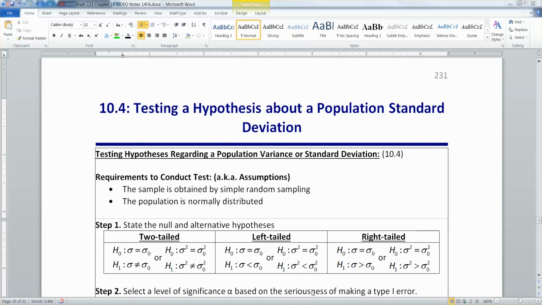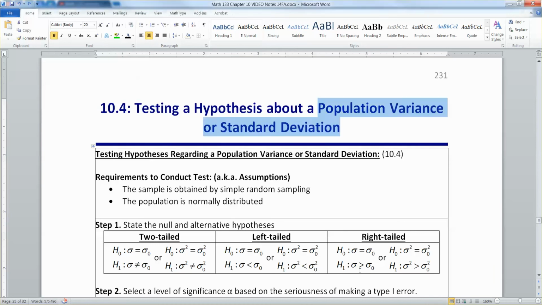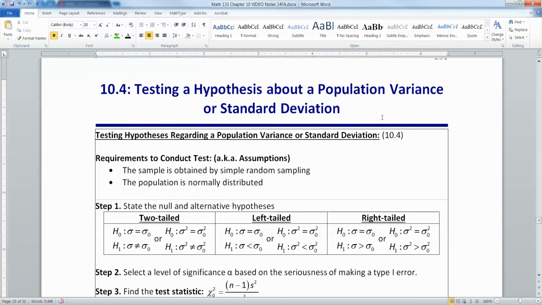It's time now for our last hypothesis test for Chapter 10. Oh, there are more coming, don't worry, but this is the last one for Chapter 10, which is the hypothesis test for either the population variance or standard deviation.